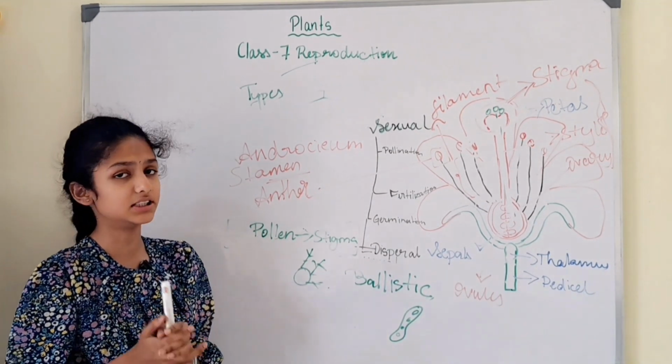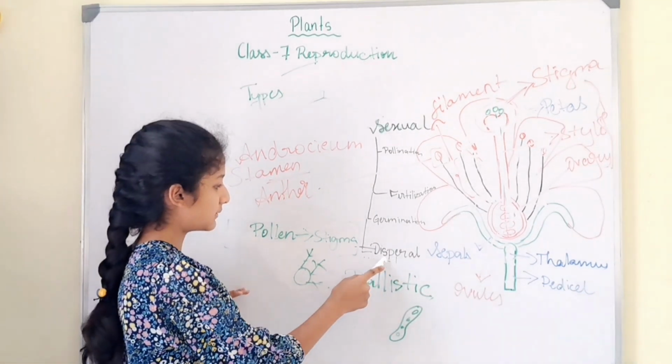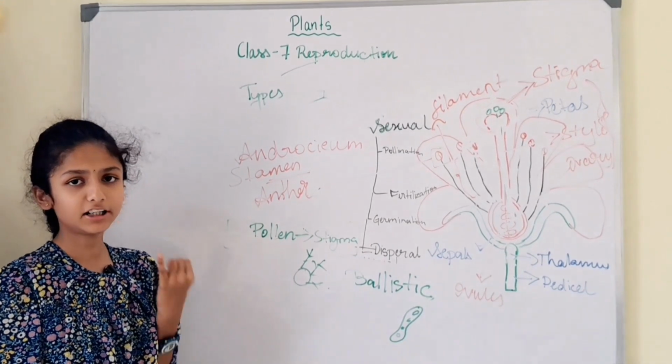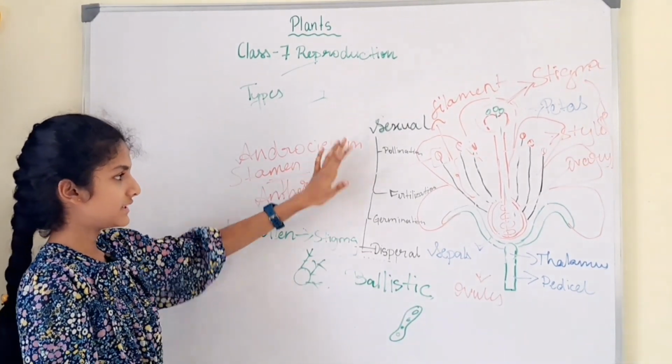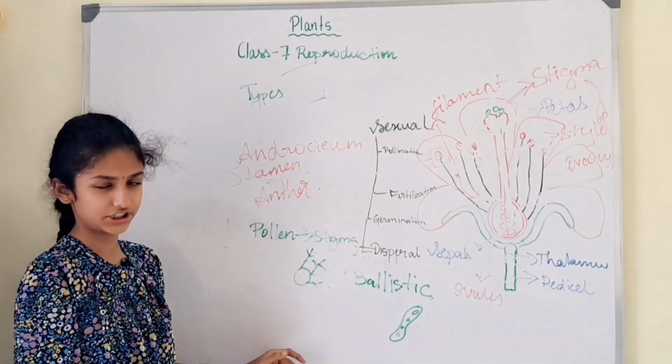Now, seed dispersal is very important. Then come the seed dispersal agents: wind, water, animals, birds, and ballistic. So, these are the different stages in sexual reproduction.